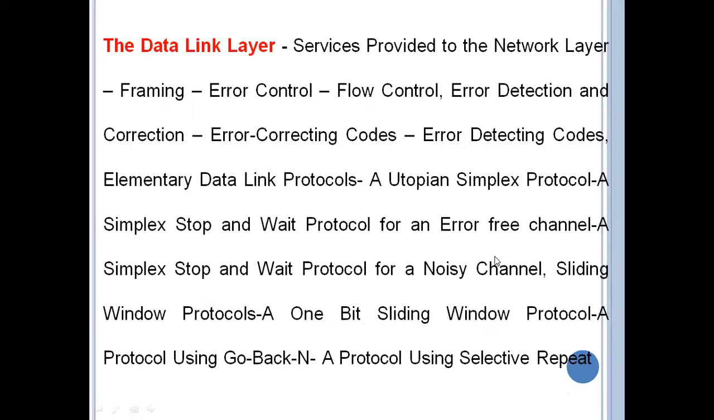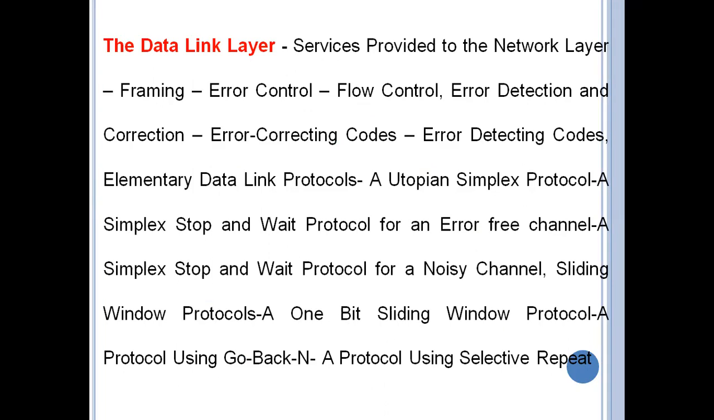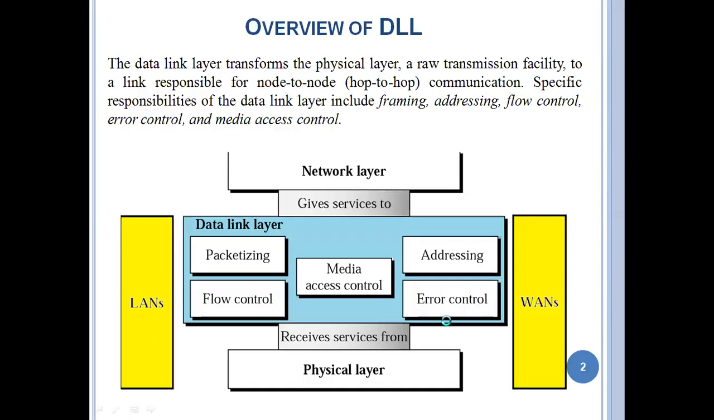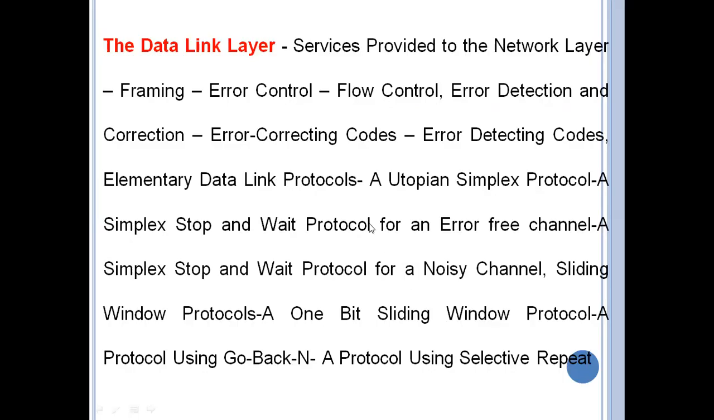So what we covered in unit number 3 is the data link layer. These are the topics we covered up to now. Service provided to the network layer is one of the major responsibilities of the data link layer. There are 4 major responsibilities of the data link layer, and that is one question. The 4 major responsibilities are service provided to the network layer, framing, error control, and flow control. The next topics are error detection and error correction techniques.